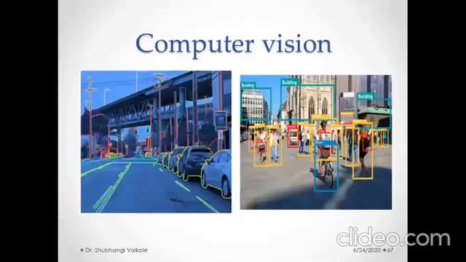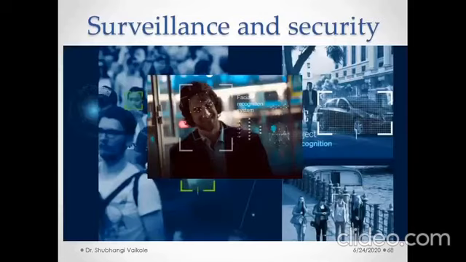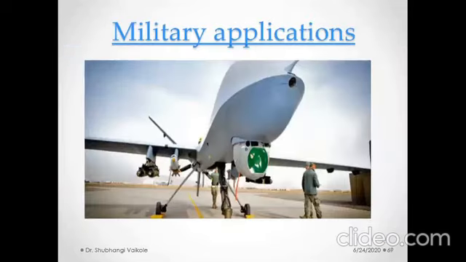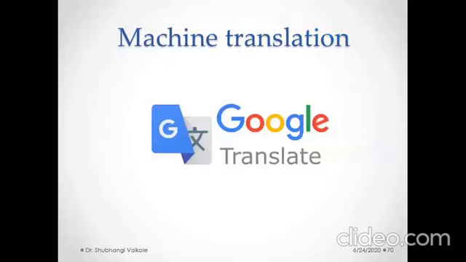Then computer vision. In computer vision, certain objects can be tracked or detected using artificial intelligence. Then surveillance and security. Yes, again in surveillance and security, AI can be used. And in military applications also we can use AI. In machine translation, that is Google Translate, if we give a text in one language, then the machine translation will convert that text into another language.